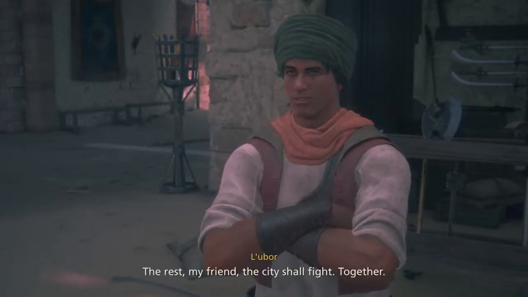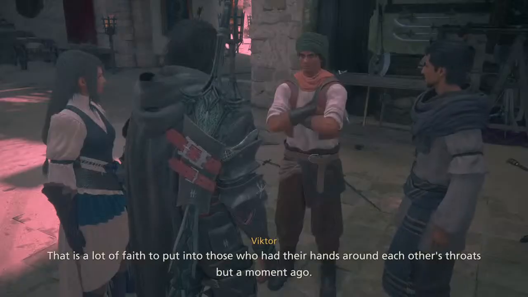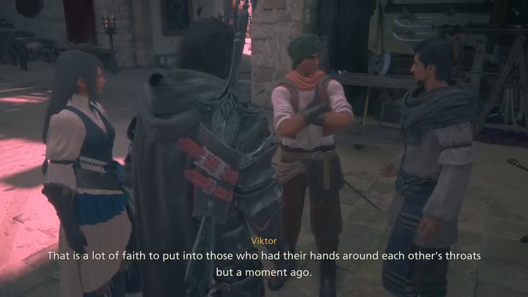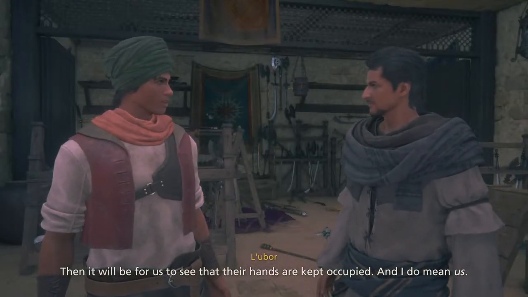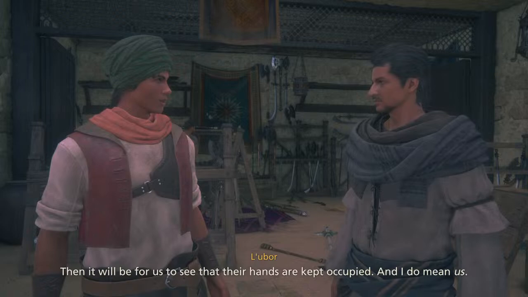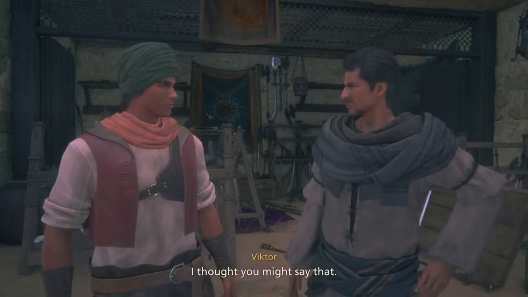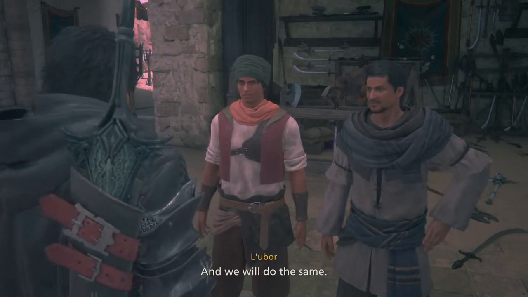The rest, my friend, the city shall fight. Together. The stakes, I concede, are high. But if this does not unite Dalimil, nothing will. That is a lot of faith to put into those who had their hands around each other's throats but a moment ago. Then it will be for us to see that their hands are kept occupied. And I do mean us. I thought you might say that. We'll hold them off for as long as we can. And we will do the same.